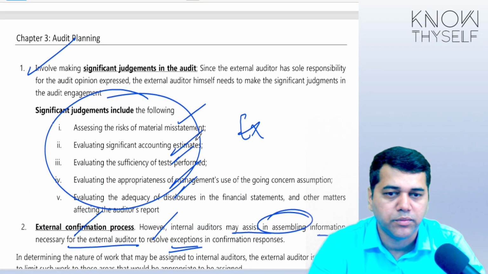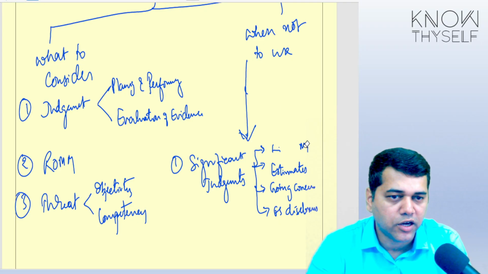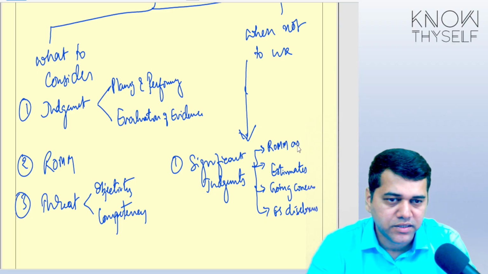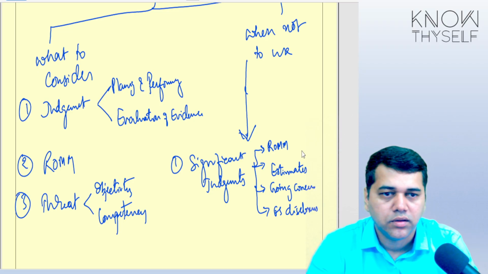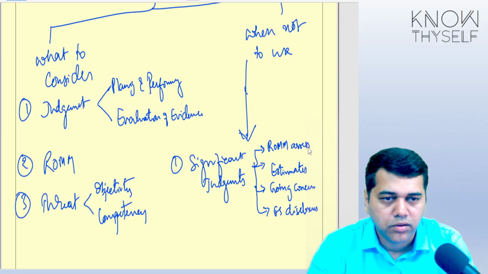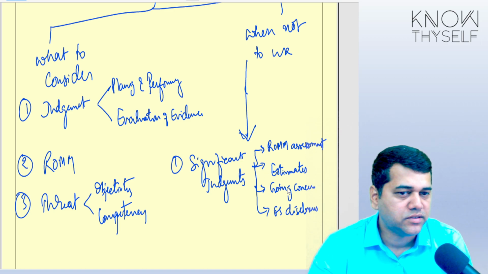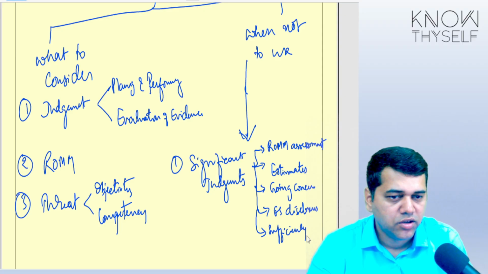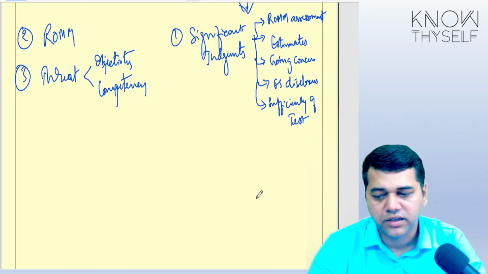Sorry, assessment of ROMM, estimates, sufficiency of the test. It is not a high ROMM, sorry. You can please change it to ROMM assessment. In ROMM assessment, estimates, going concern, financial disclosures, and sufficiency of test. Okay, whether my test is sufficient or not. Yes, there you have significant judgments.